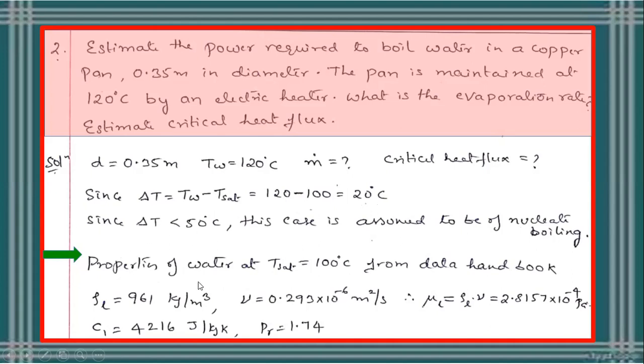So now go to the properties of the water table. Just now we saw in the previous problem T saturation is 100 degrees centigrade, from the data handbook. So obtain these values: density, and nu, the kinematic viscosity. Mu is the dynamic viscosity, so since it is not directly given, you have to multiply nu by rho and get the mu value. Then C_L is the specific heat, which we just saw, and Pr is the Prandtl number.